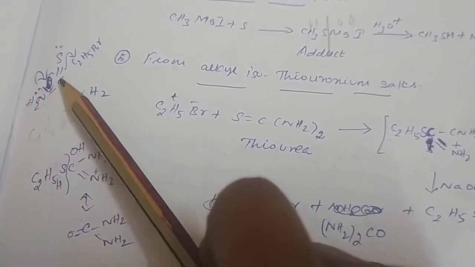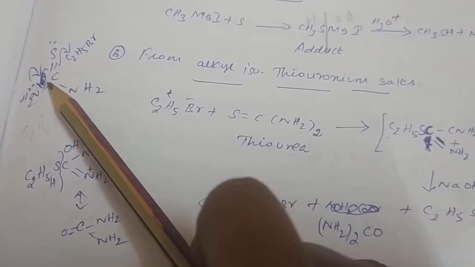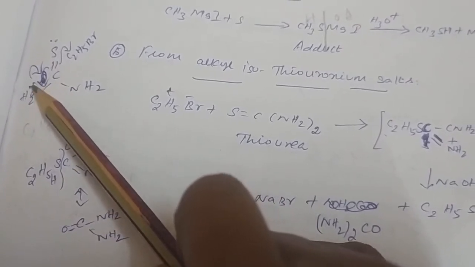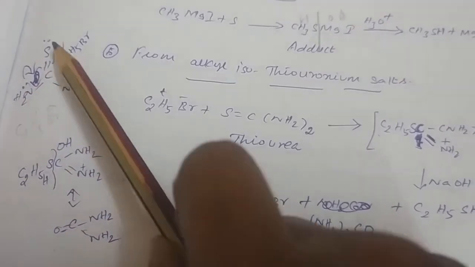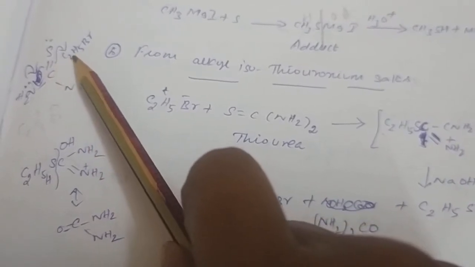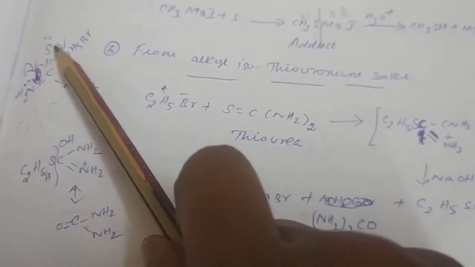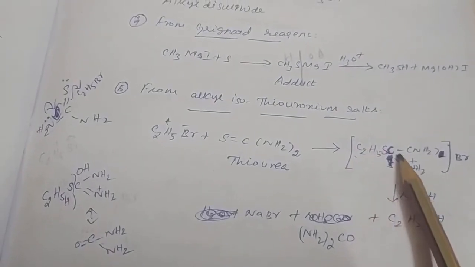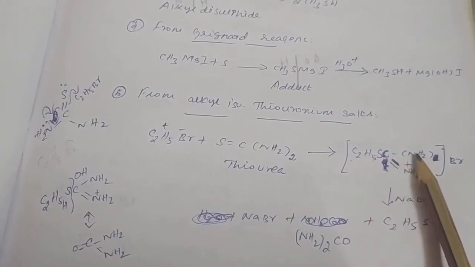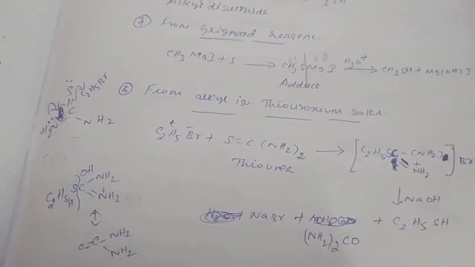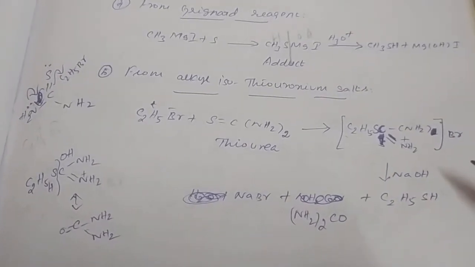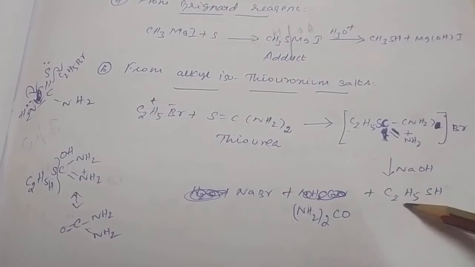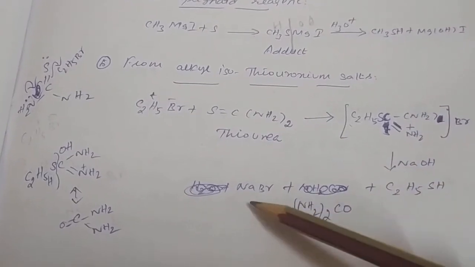So what is the product? C double bond NH2 plus here, NH2. So this bond making a bond between this alkyl group. So SC2H5. So C2H5 S C double bond NH2 plus, NH2 Br minus. It undergoes hydrolysis to form ethyl thiol, urea and sodium bromide.